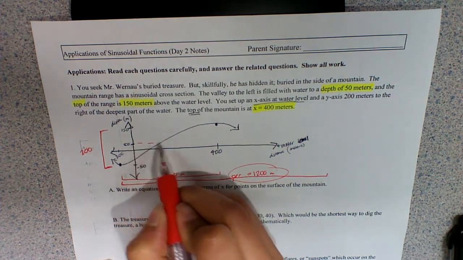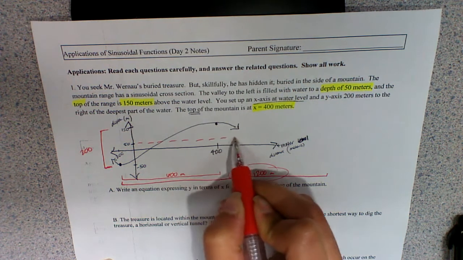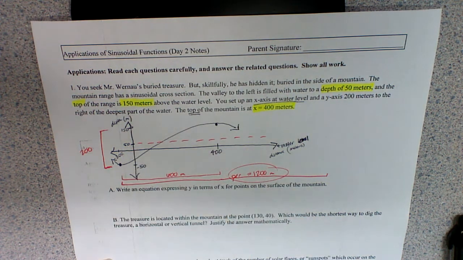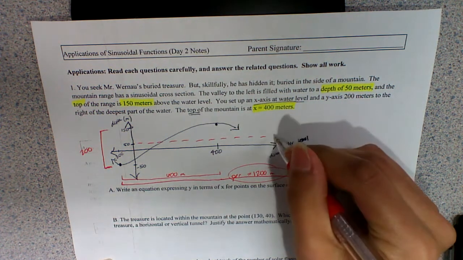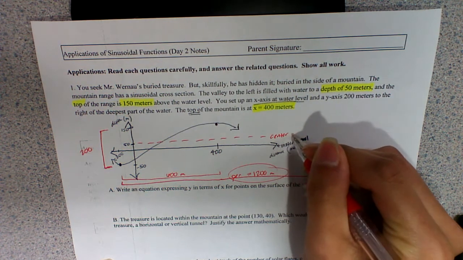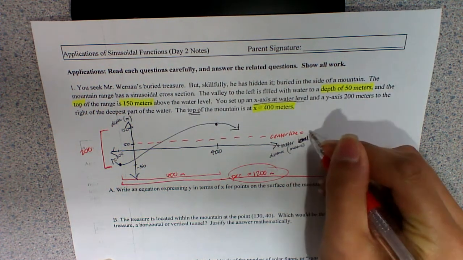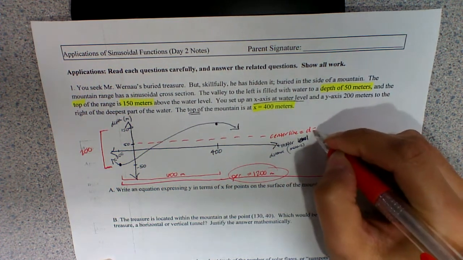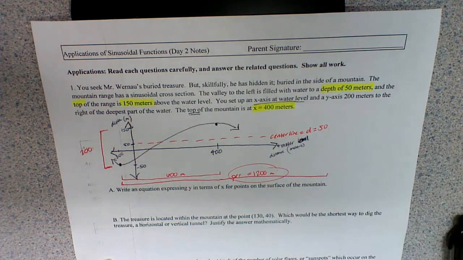So I know all my midpoints are going to be located on that line, on 50. So this is my center line, which, remember, is your D value. So D is going to be 50. D is always based on the center line. That's probably the easiest value to find.